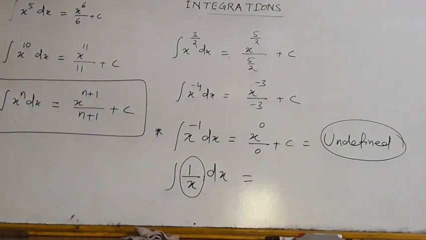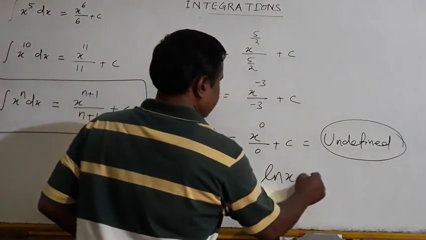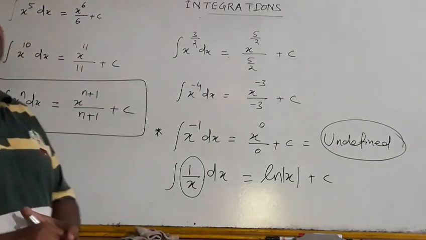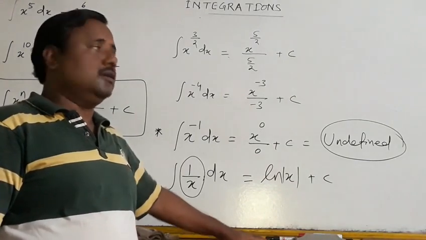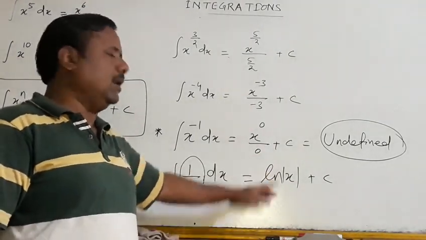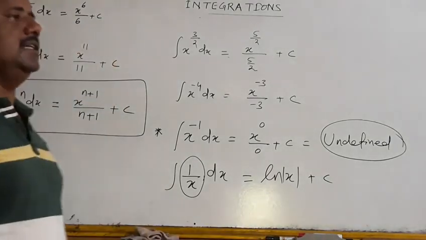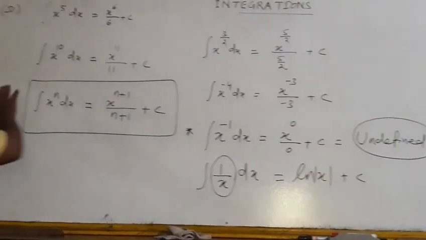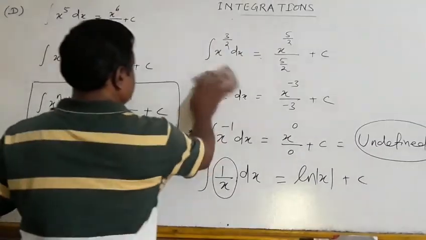Whose derivative is 1 by x? Naturally, you know it, ln x. The derivative of ln x is 1 by x. Log is always taken for a positive quantity, so here you have to put the modulus sign. ln mod x plus c gives 1 by x. Now, this condition is satisfied for each and every case.